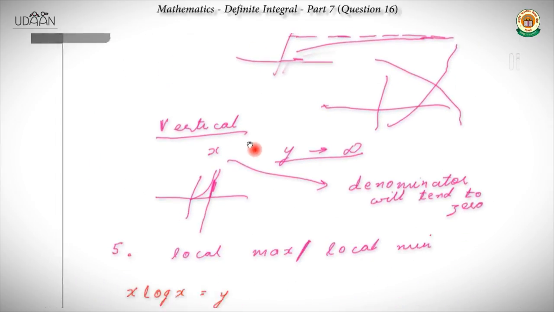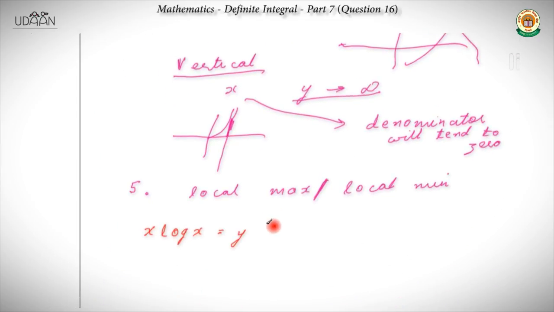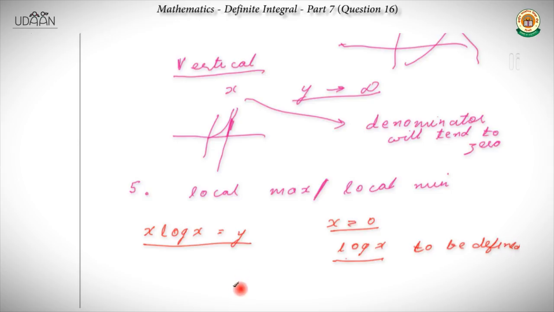So in this case, we see that for x log x, replacing x by minus x won't lead to any symmetry. We can quite clearly see that, and even replacing y by minus y doesn't lead to the same expression. Exactly. So it has no symmetry. Second thing, we check that x has to be greater than 0 for log x to be defined, right? That makes it clear that we have to plot for x greater than 0.